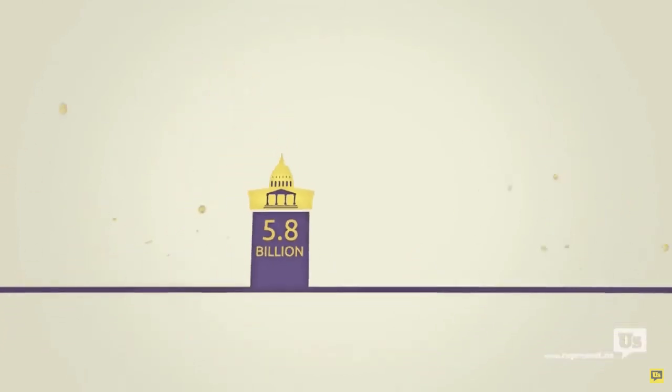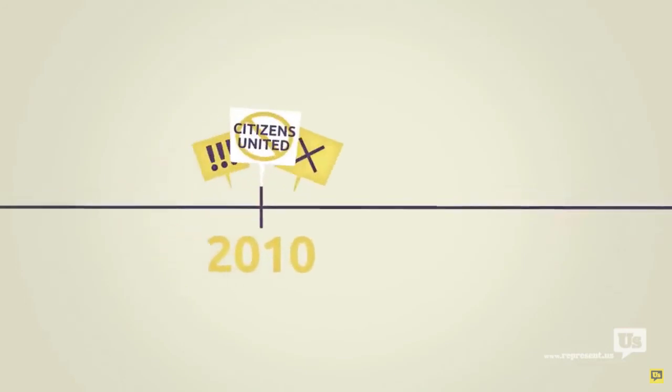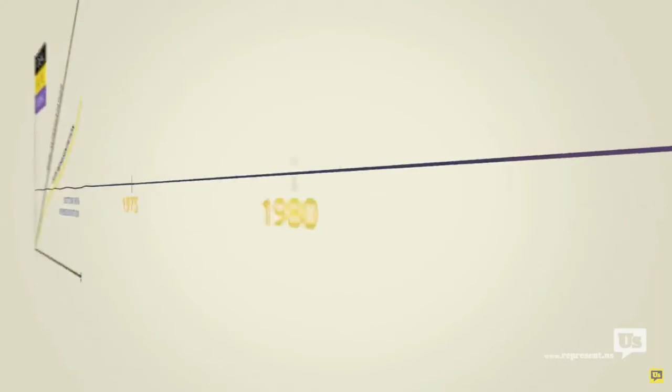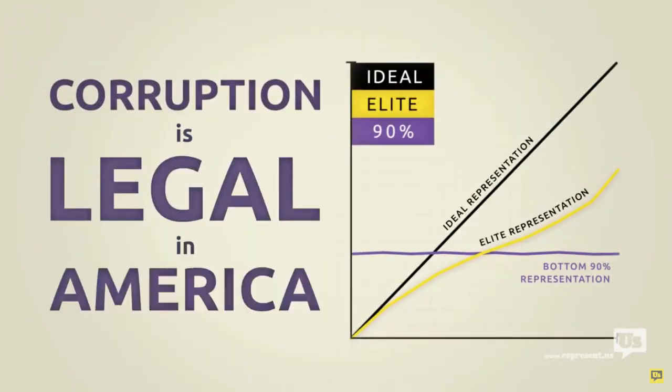You know, there's this idea out there that this only became a problem after the Supreme Court's Citizens United decision in 2010. But the data goes back almost 40 years, and the results are clear. Corruption is legal in America. And as long as it is, anyone who can spend money to buy political influence will.